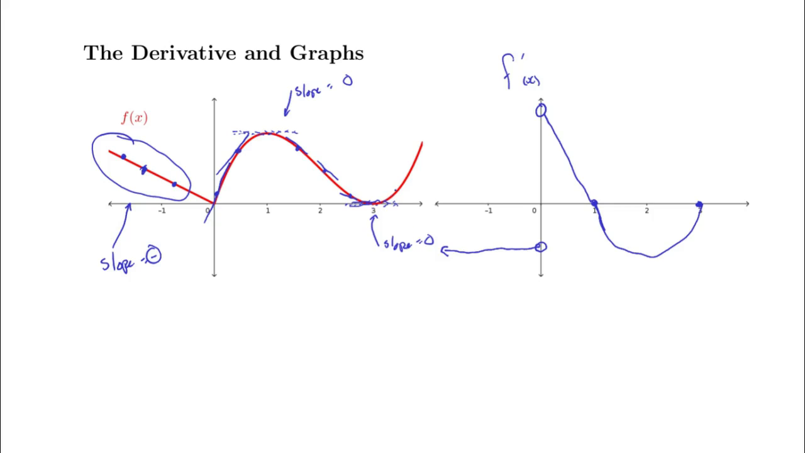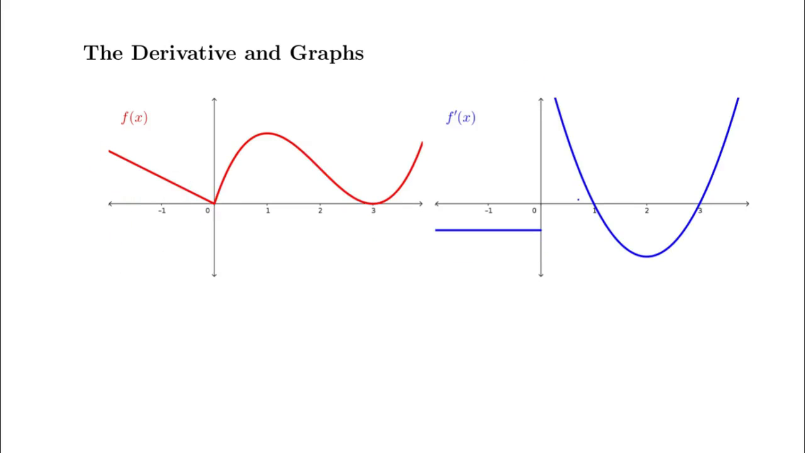And then after 3, it starts getting positive again. And see, it gets pretty steep later on. So that means the slope is big. So it looks something like that. So there's our picture of our derivative. And hey, that's pretty good.